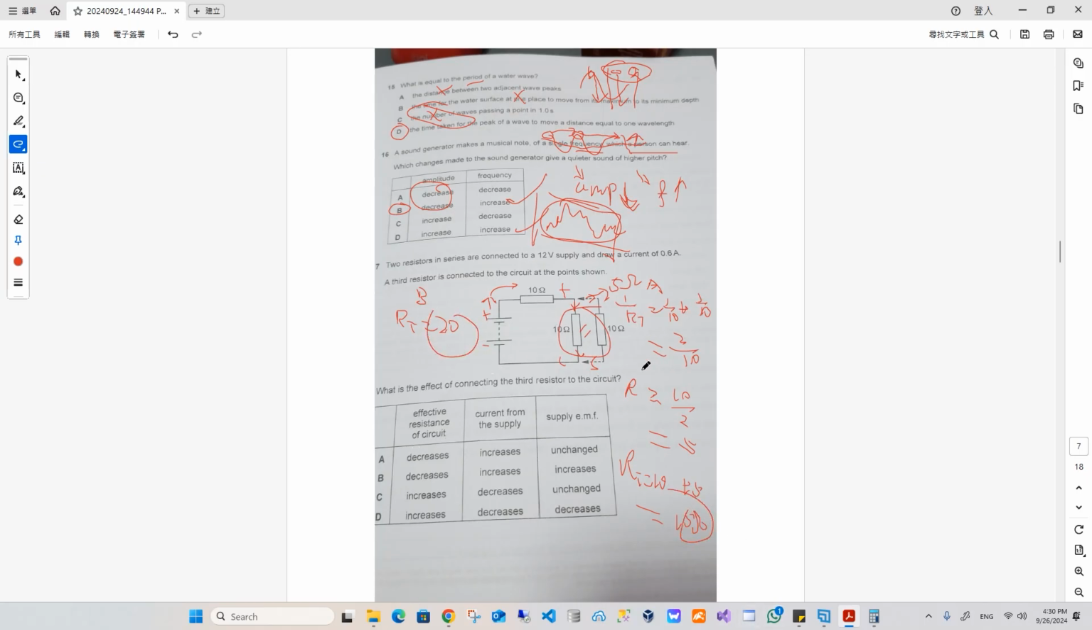In general, rule of thumb, you can have a quick one. This is an MCQ, right? Any parallel guys, whatever value it is, even if I put 1 million on here, so long as it is parallel to this, the effective of this will be lesser than any one of them. So it will be lesser than 10. Even with this guy at 1 million, it will drop until 9 point something. Anything parallel will reduce the resistance. Anything you chuck in series, you increase the resistance. You talk about increase and decrease.